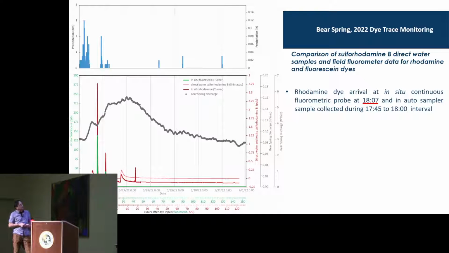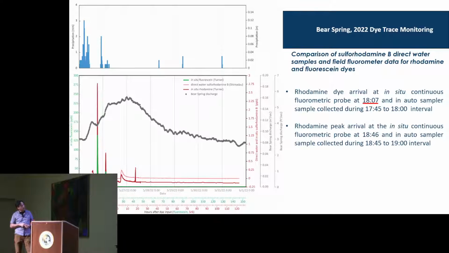And then comparing the rhodamine to the direct water samples, for at least the initial arrival, there is some discrepancy. The initial arrival using the in situ was at 1807, yet the auto sampler caught it sometime in that previous 15-minute window. And we think that's attributed really to just the poor resolution at low concentrations using that probe. But by the time you get to your peak arrival, it fits well within that 15-minute time increment. And again, this is just for this brand. We're not thinking that all sensors would behave the same.